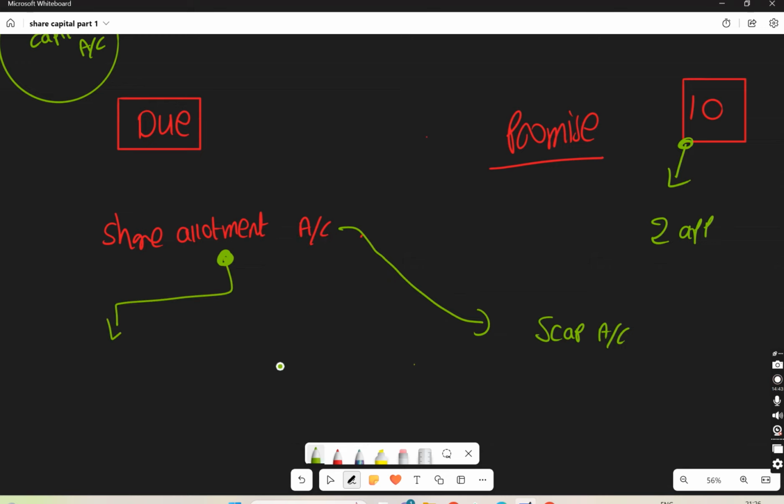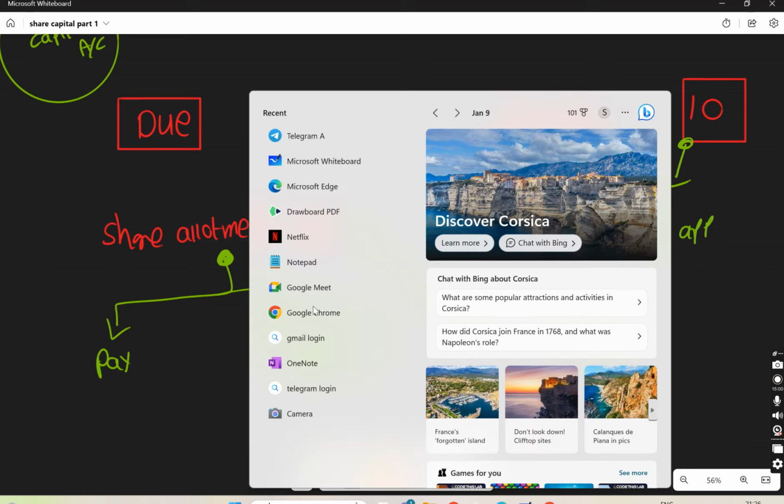Now two things will happen. He will either pay it or he won't. If he paid the money, then it's fine. If he did not pay the money, then we have to discuss calls in arrears, calls in advance, all these things. Okay, so just give me a second.